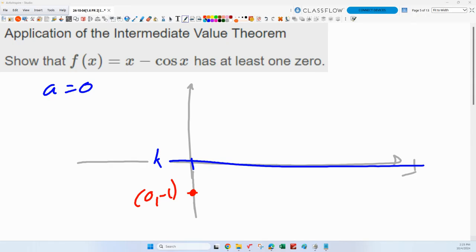Just pick one that we know is going to work. Well, okay, 2 has to work, yeah. 2 would work. I'm going to pick pi. Just because pi, what's cosine of pi? -1. Okay, so if I go out here to pi, would you agree that f of pi just equals pi minus -1, so it's pi plus 1? That's guaranteed to be positive, isn't it? So we go out here to pi.